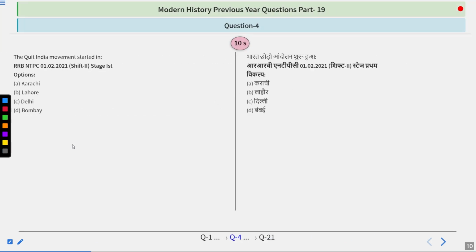Quit India movement started in, options are Karachi, Lahore, Delhi or Bombay. So I think this question is quite simple to you now and it will not trouble you. Think about it.